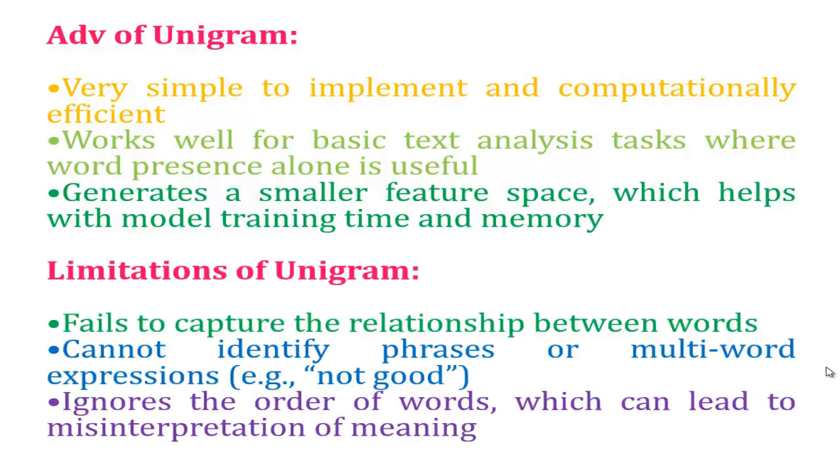Now here are some limitations of Unigram. It fails to capture the relationship between words. I know you must be knowing this, right? It cannot identify phrases or multiword expressions like "not good" in our case. It ignores the order of words, which can lead to misinterpretation of meaning. I hope all of you are clear with these advantages and limitations of Unigrams.